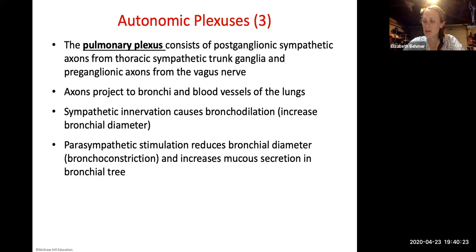Parasympathetic stimulation will reduce bronchial diameter, and we call that bronchoconstriction. It will also increase mucus secretions in the bronchial tree. Mucus in your lungs just helps to trap everything bad that you could be breathing in. So you should know what bronchodilation means and what bronchoconstriction means, and which one, sympathetic activity or parasympathetic activity, would increase each of those. So sympathetic activity would increase bronchodilation, getting your airway open, and parasympathetic activity will increase bronchoconstriction, or, I mean, they're not really constricting, they're just being brought back to normal size. Okay?